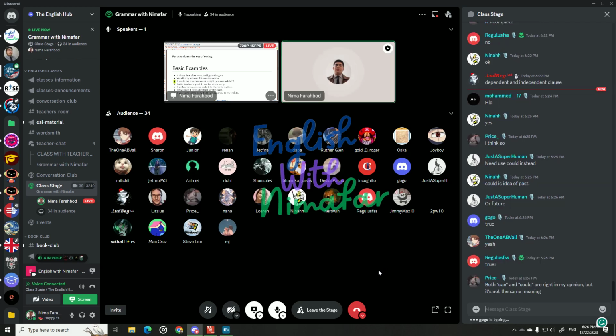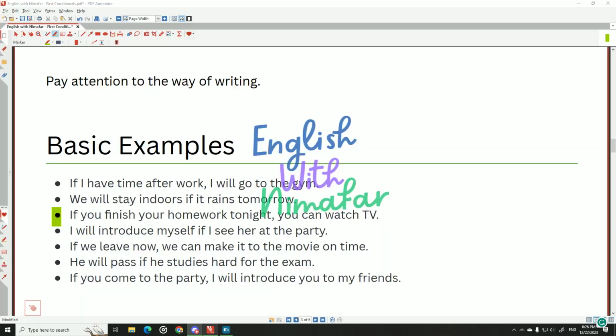Both can and could are right in my opinion, but it's not the same meaning. Of course, Bryce. We will talk about them. It's modal verbs. We'll talk a bit about just this one, not all modal verbs. But yes, we can use modal verbs instead of will.